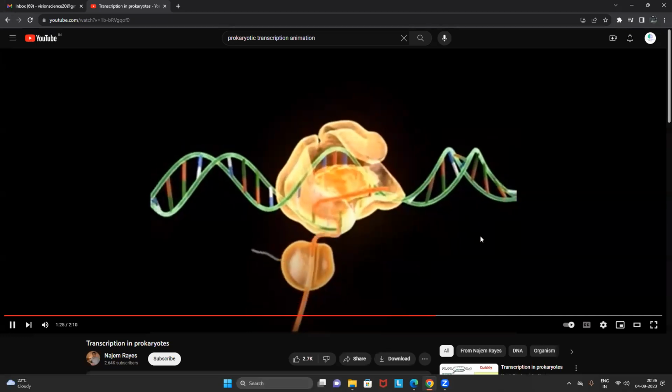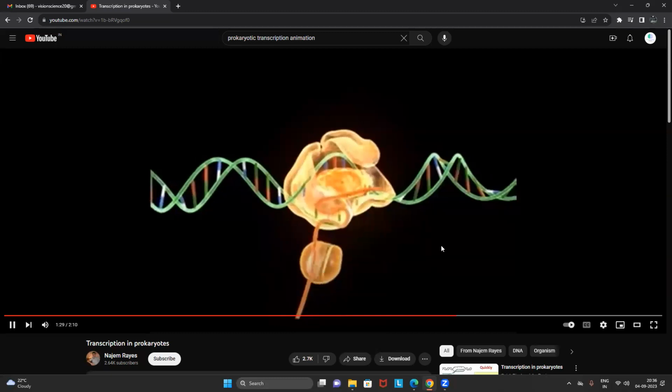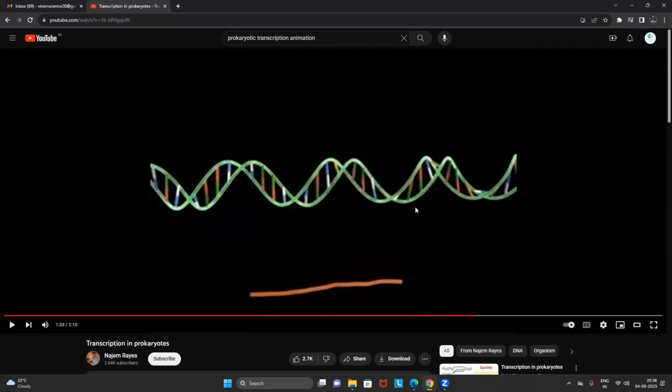Rho dependent, rho independent. Look into that. This is what, friends? Rho independent termination. You can see that point. Now, what you have to understand is there is no requirement of anyone's help. See that, a hairpin loop got formed and it is pulling the mRNA. Now it automatically becomes linear also. The RNA polymerase enzyme dissociated also.